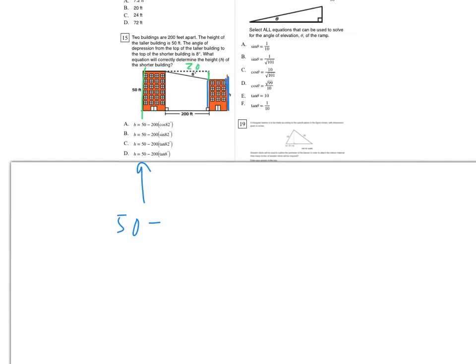I know that this is 200, so to me it looks like I would set up tangent of 8 equals, I'll call it x, because it's not really the height, it's this little x right here. So x over 200, opposite over adjacent. And so that means that x equals 200 times tangent of 8. And if I subtracted that value from 50, that would give me the height of the other building. So that looks like D.